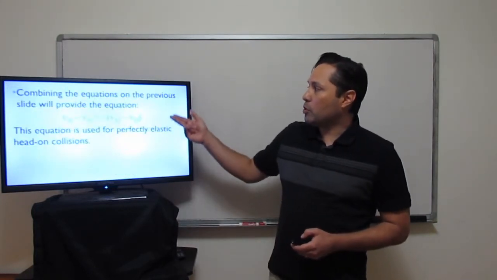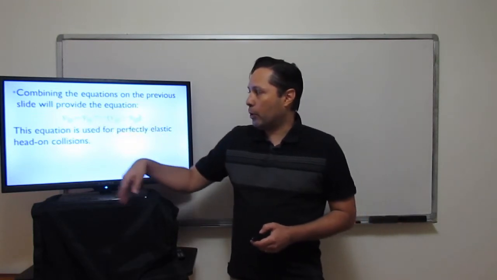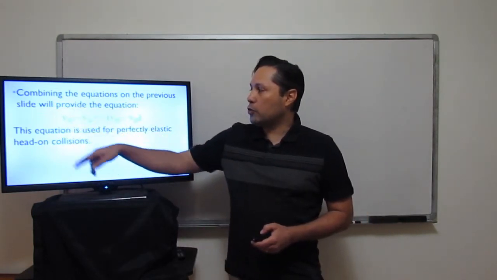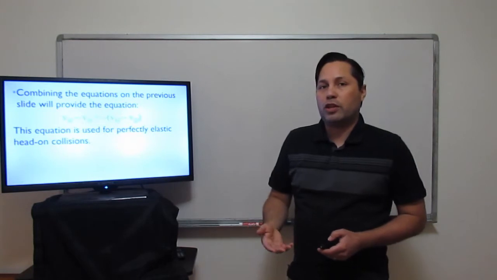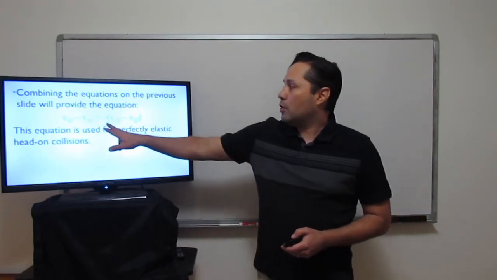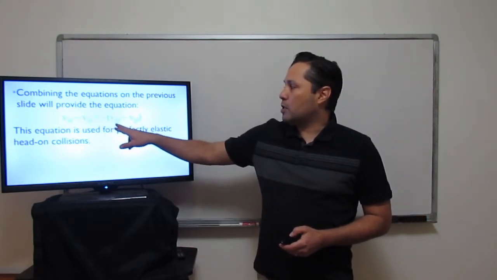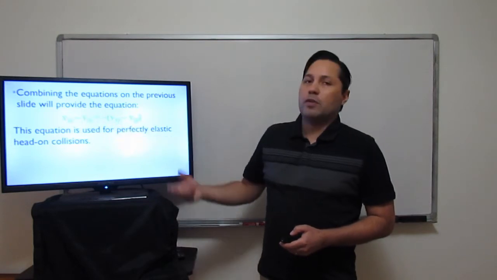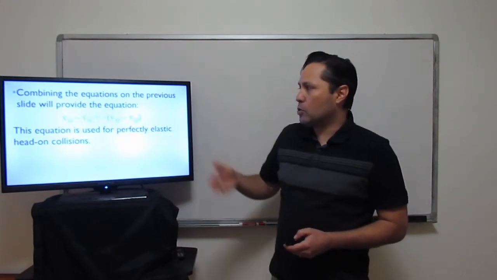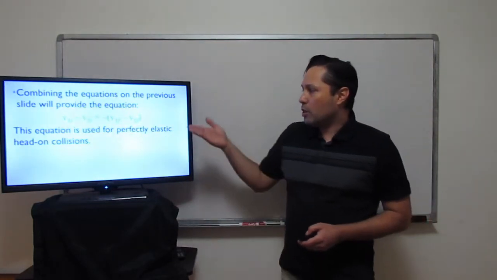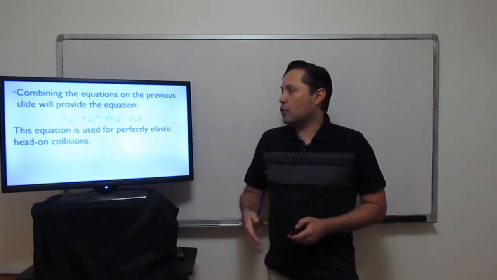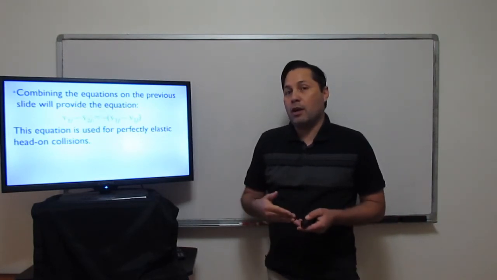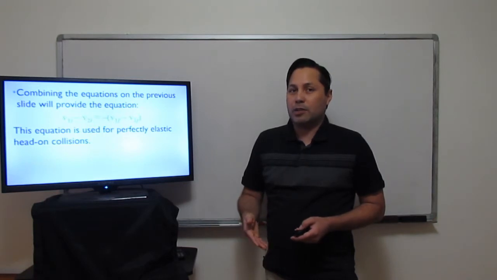Both of those equations can be combined to give you this formula, where velocity initial of the first object minus velocity initial of the second object is equal to the negative of velocity final for the first object minus velocity final for the second object. We're going to be using that formula as well. That formula is only used for perfectly elastic collisions that are head-on, not glancing collisions.